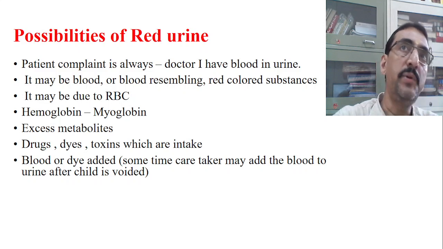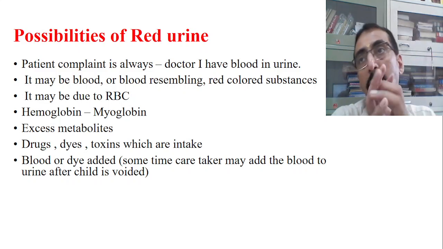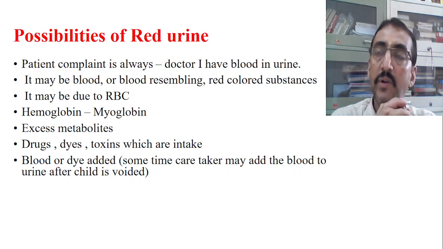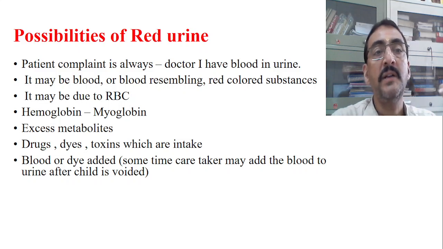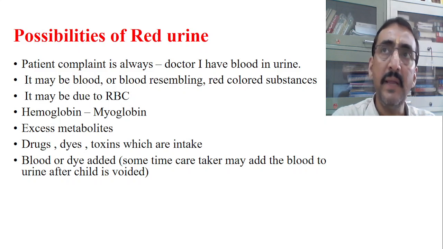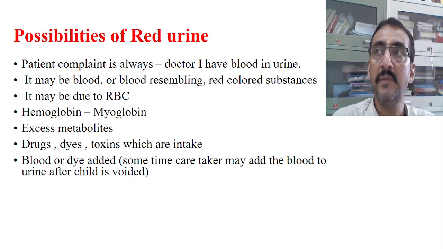Now, what are the possibilities of red urine? Whenever there is red urine, it does not always suggest that it is blood. There are some other possibilities also. Patient complaint is always, doctor, I have blood in the urine. Usually the patient comes with this complaint, or the mother comes and says my child is passing reddish urine. Now it may be blood sometimes, or it may be some factors which resemble blood, or it may be any other red colored substances.